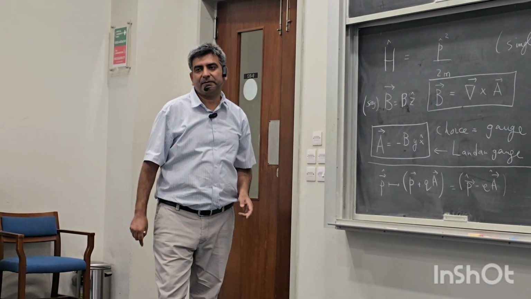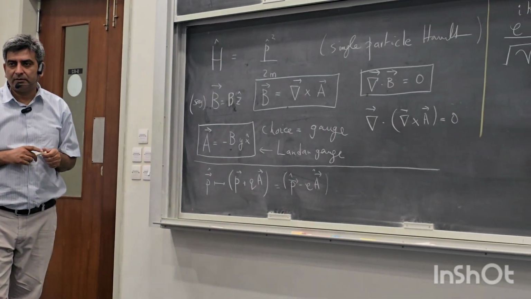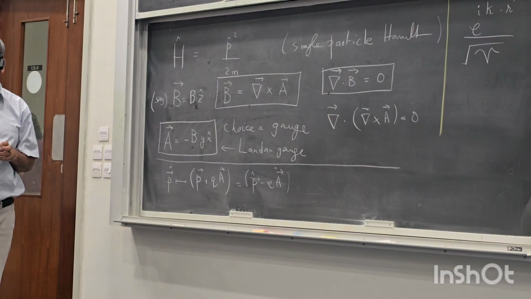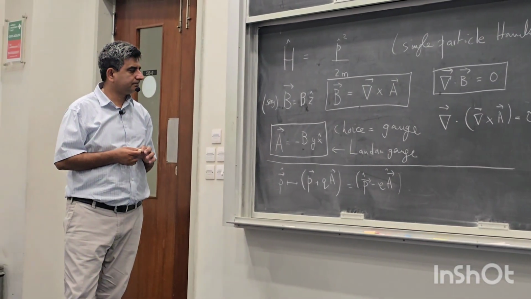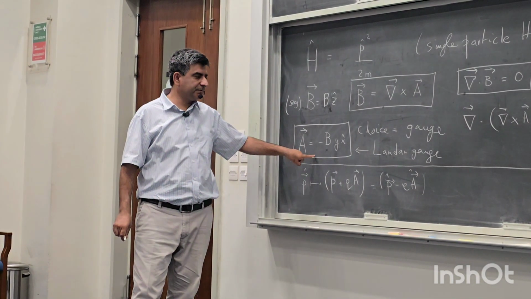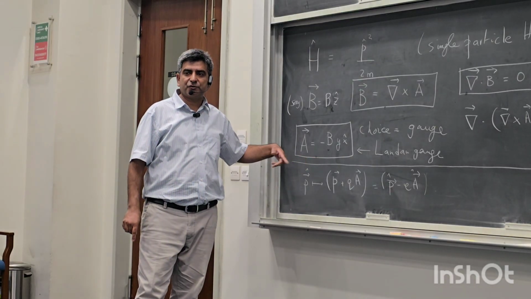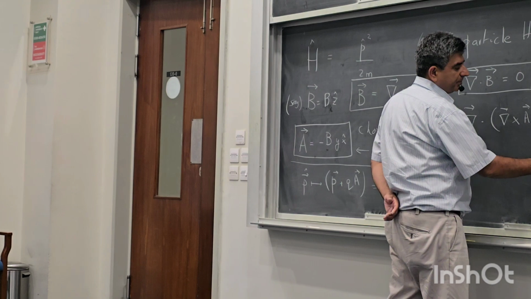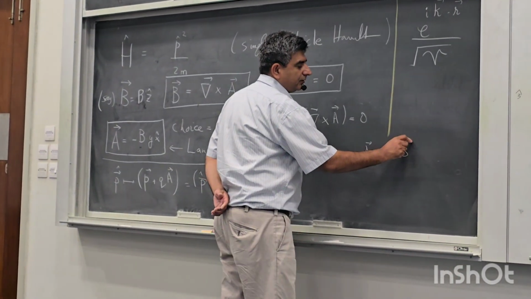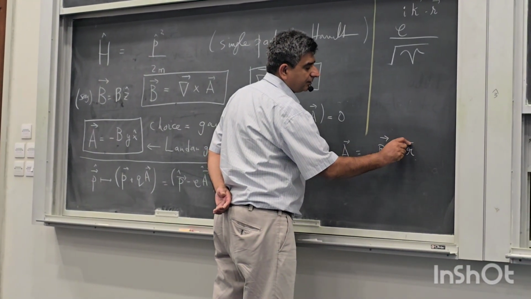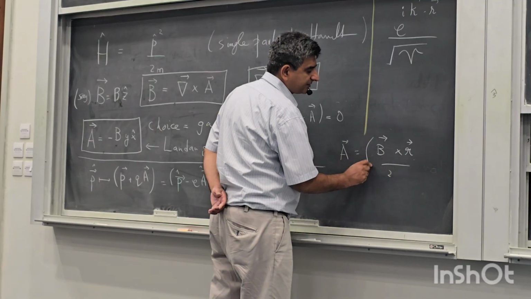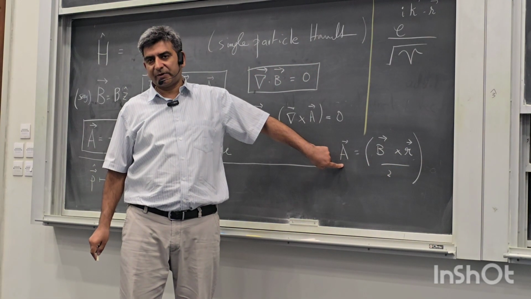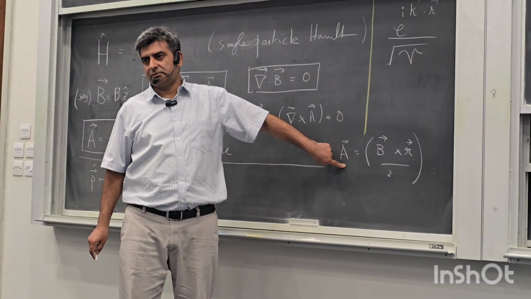We have chosen an asymmetric gauge. We could have chosen another, so we could have chosen a symmetric gauge of this kind. A could be equal to B crossed with r. This is a symmetric gauge. We could choose this gauge as well. This is called the Coulomb gauge.